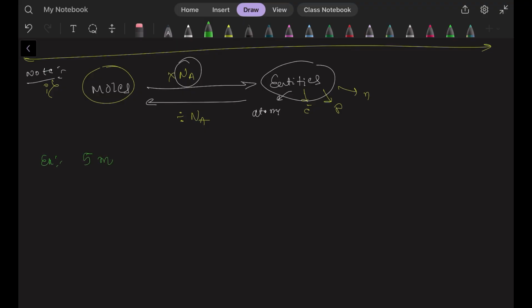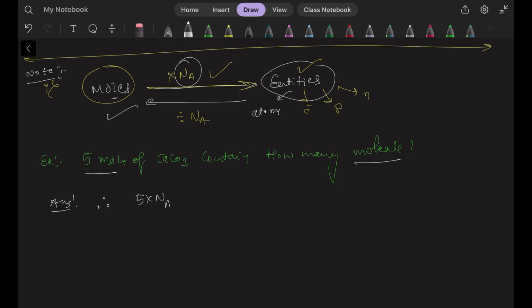5 mole of calcium carbonate contain how many molecules? Molecule is nothing but entity. What I told: they have given in terms of moles, you have to convert into entities, that is molecules. What you have to do, conversion means this one: multiply the moles by Na. Therefore the answer is going to be 5 into Na molecules of calcium carbonate present. This is how you have to solve.